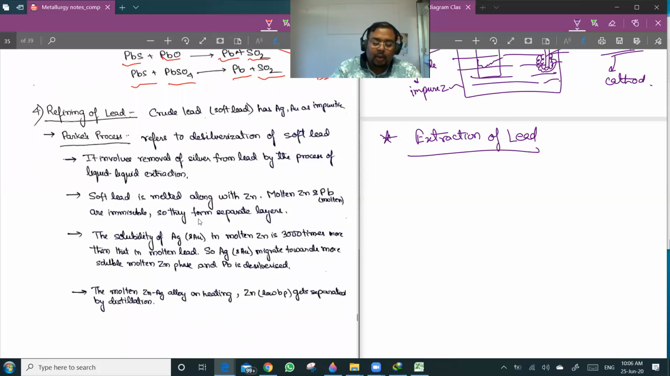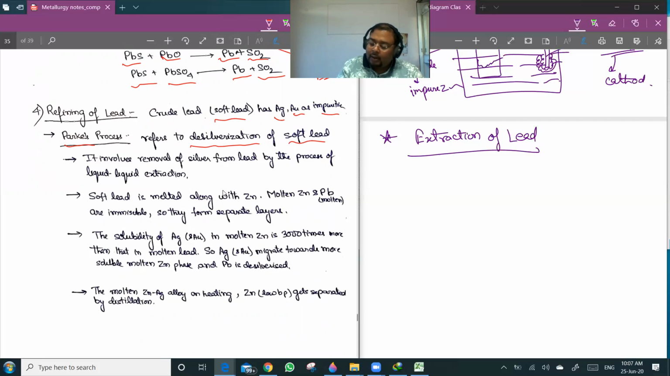After this, the last step is refining of lead. Crude lead, which is also known as soft lead, has silver and gold as impurities. Even though these are impurities, they are valuable impurities for us. So we go for a process known as the Parkes process. The Parkes process is basically desilverization of soft lead.